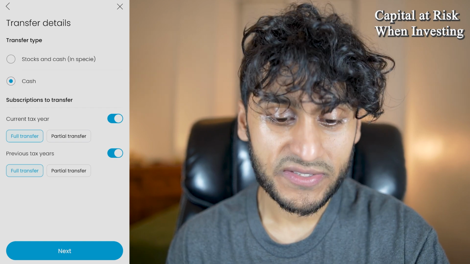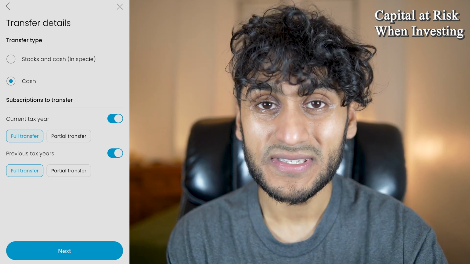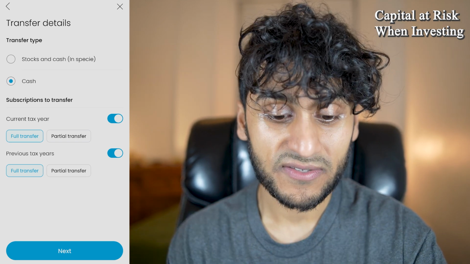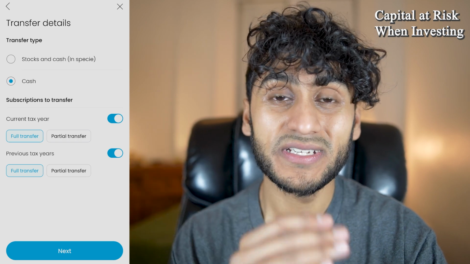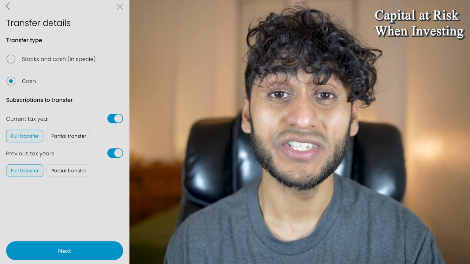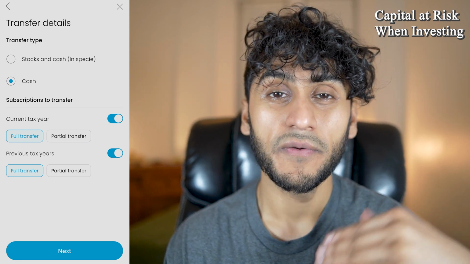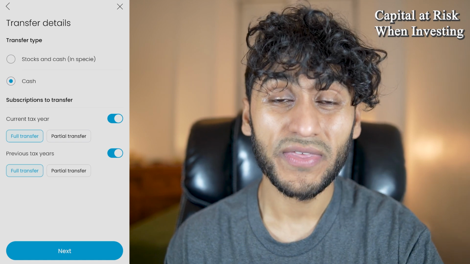If you only want to transfer the current tax year, which means since the last tax year, if you have deposited anything, that will be the transfer because this is within the current tax year. Now, if you've had Vanguard for a long time and you have been depositing in the Stocks and Shares ISA for a while, you will probably want to click the previous tax years and do a full transfer, as you are transferring everything over from Vanguard.